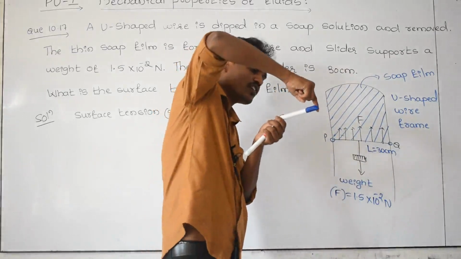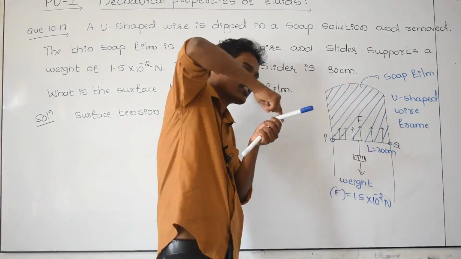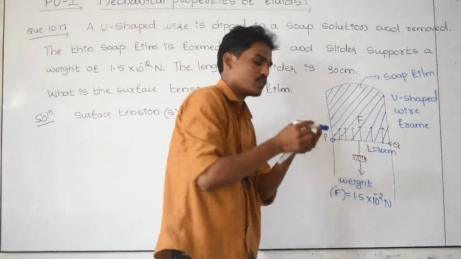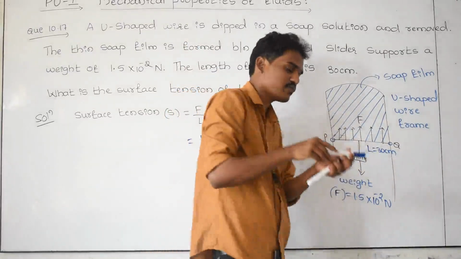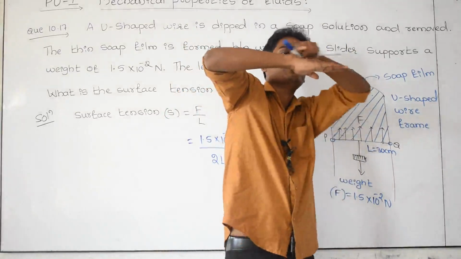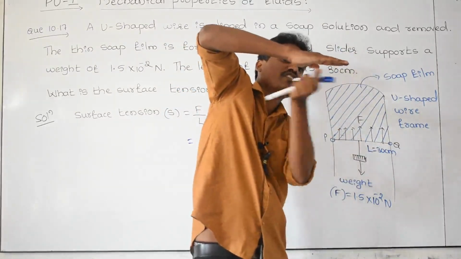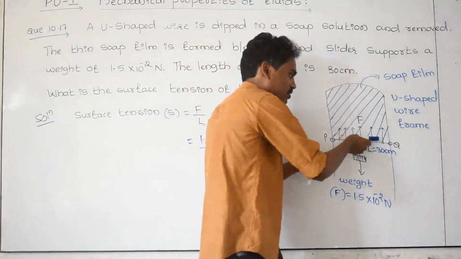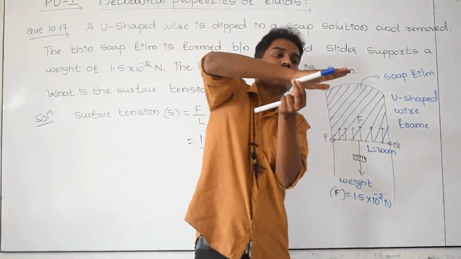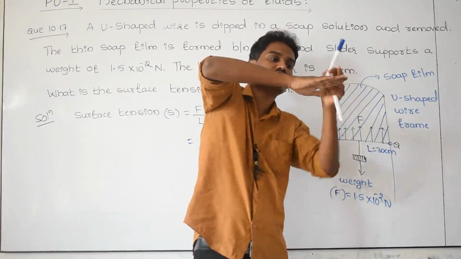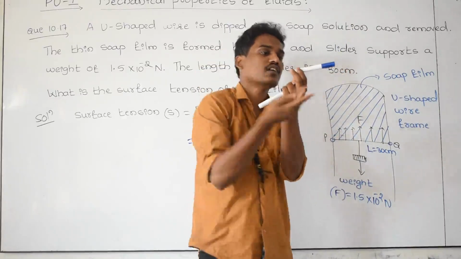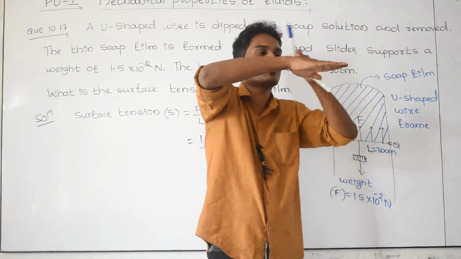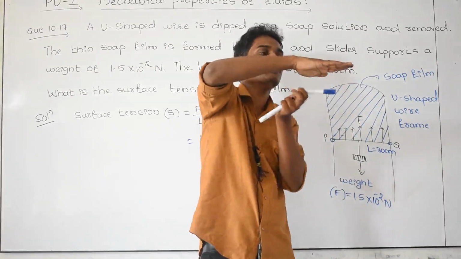This is one surface, this is one surface, this is another surface. It has two surfaces because the film is there. This is the film, this is film surface and this is another film surface. That's why this is length of the wire, this is a slider, and this is the film having two surfaces. This is first surface and this is second surface, first surface and second surface of the film.